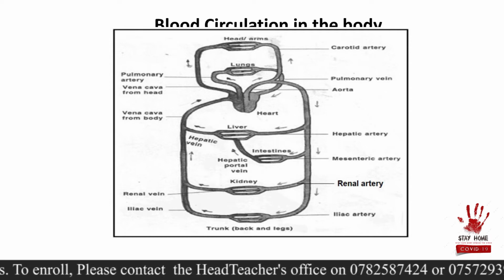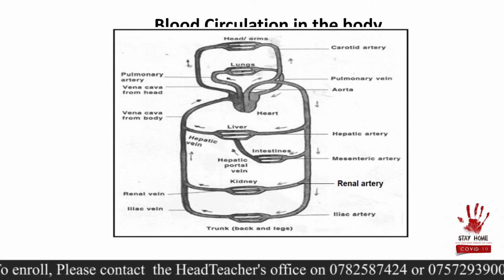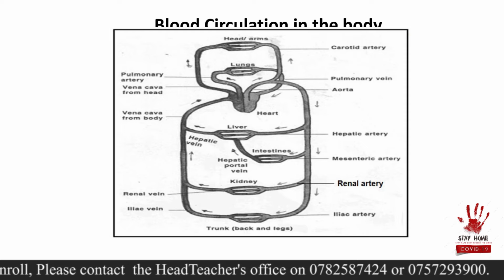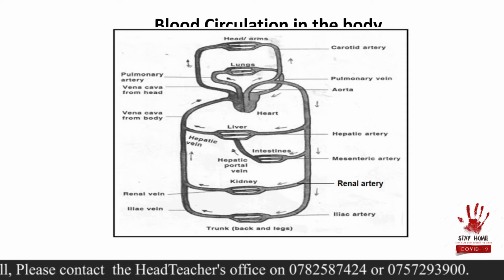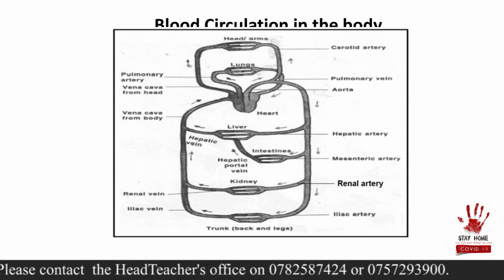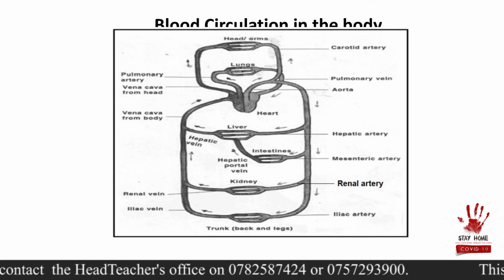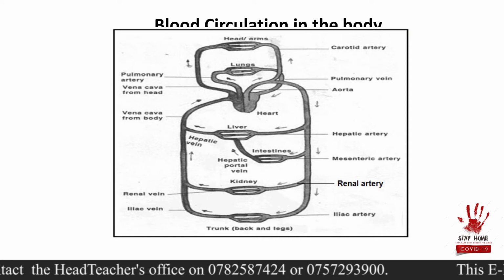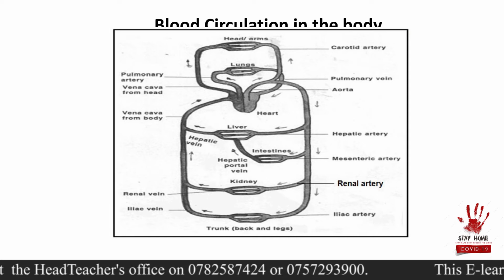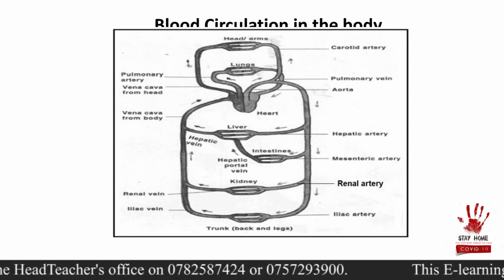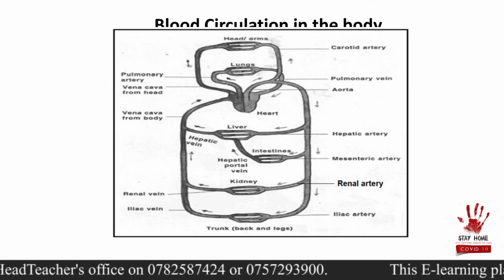aorta here, branching off to the liver, we call it the hepatic artery. To the intestine, we call it the mesenteric artery. To the kidney, we call the renal artery. To the legs, it's called the iliac what? Artery. Now, all these branches you see here, all these blood vessels, are carrying oxygenated blood, and all of them are arteries.